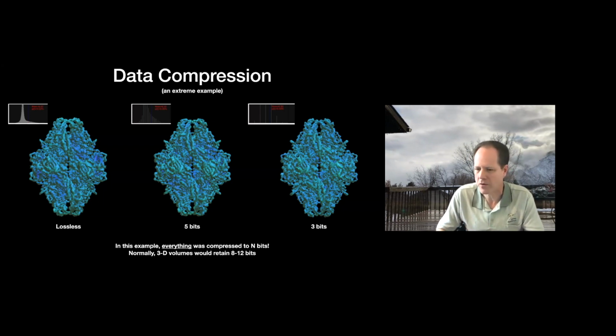Normally, you wouldn't do this because when you're making a class average, your uncertainty is much lower. So you should have more bits in your class average. And that's actually what we do in the system. But I just wanted to show you what this looks like when you take that really aggressive approach.